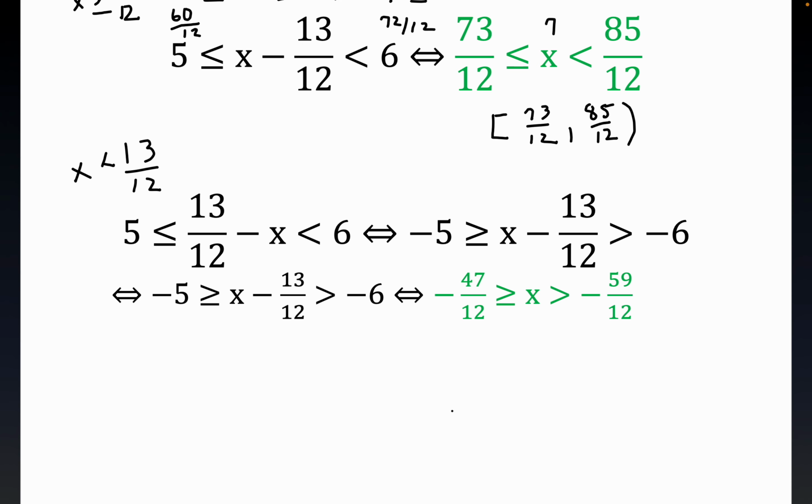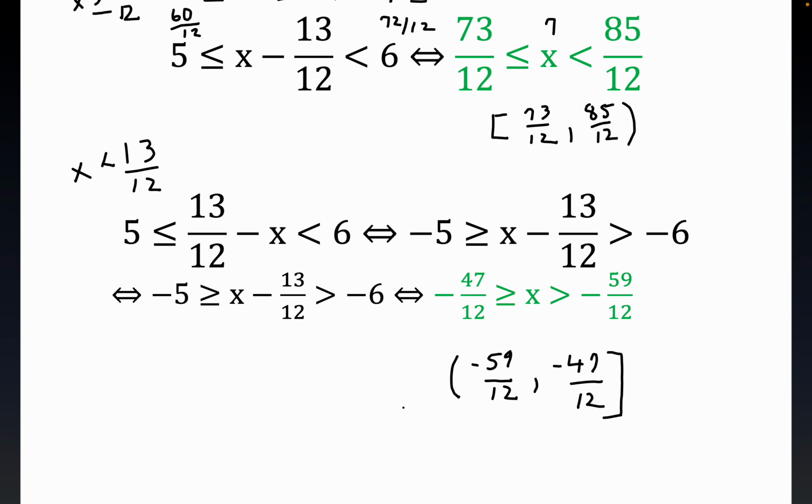Now if you want to write this in interval notation, it would be minus 59 over 12, because that's a smaller number, right, on the negative side, comma, minus 47 over 12, and this would be bracketed. And you can check that 47 over 12 would just lead to an integer value in the original equation. Okay, so that's the solution, folks.